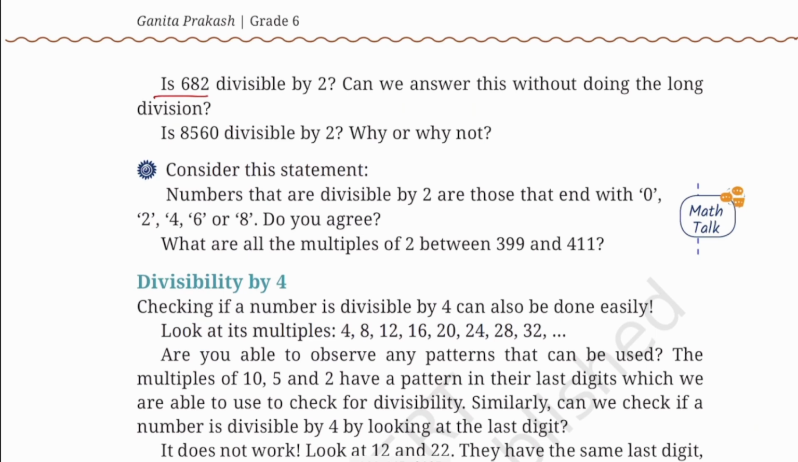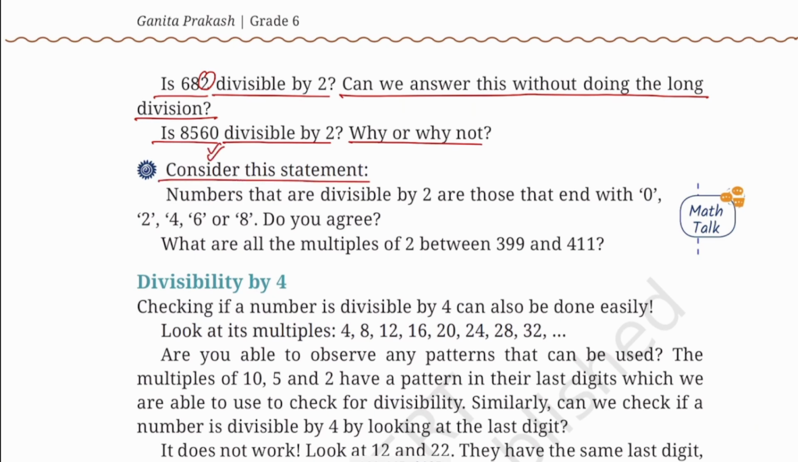Is 682 divisible by 2? Yes, it ends with 2, so it will be divisible by 2. Can we answer this without doing the long division? Yes, we can. Is 8560 divisible by 2? Why or why not? Yes, it is divisible as it ends with 0.